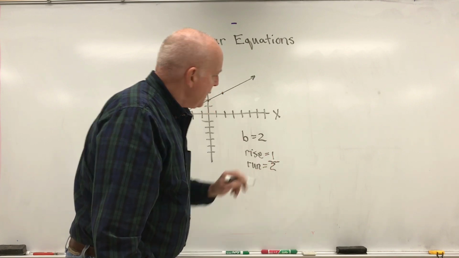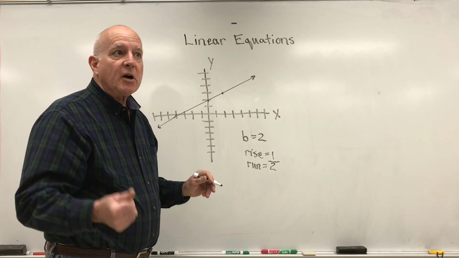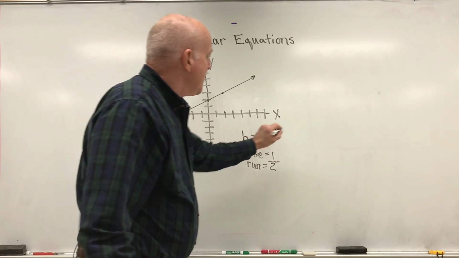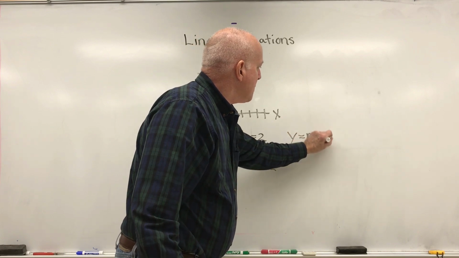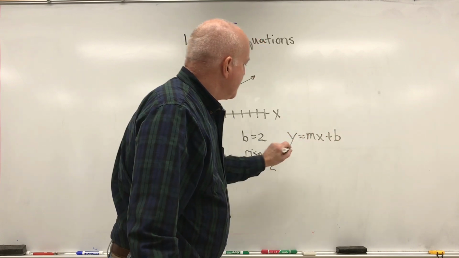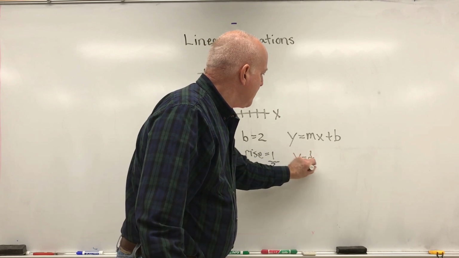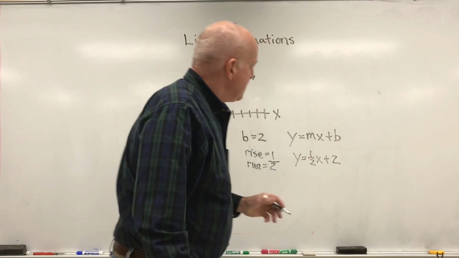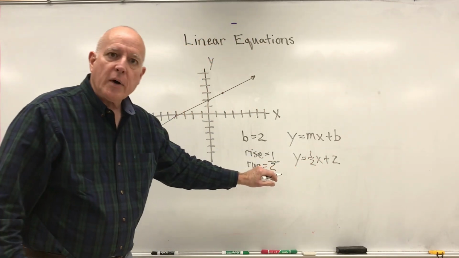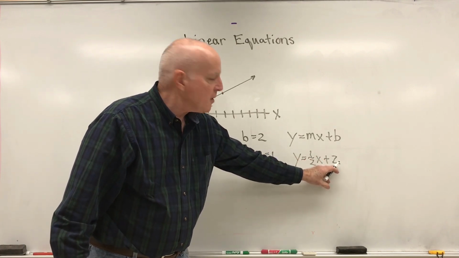So the slope is 1/2. If I'm going to write this as a linear equation in the slope-intercept form, which is y equals mx plus b, it's going to be y equals 1/2 x plus 2. So this is a linear equation. We have the slope and we have the y-intercept shown for us.